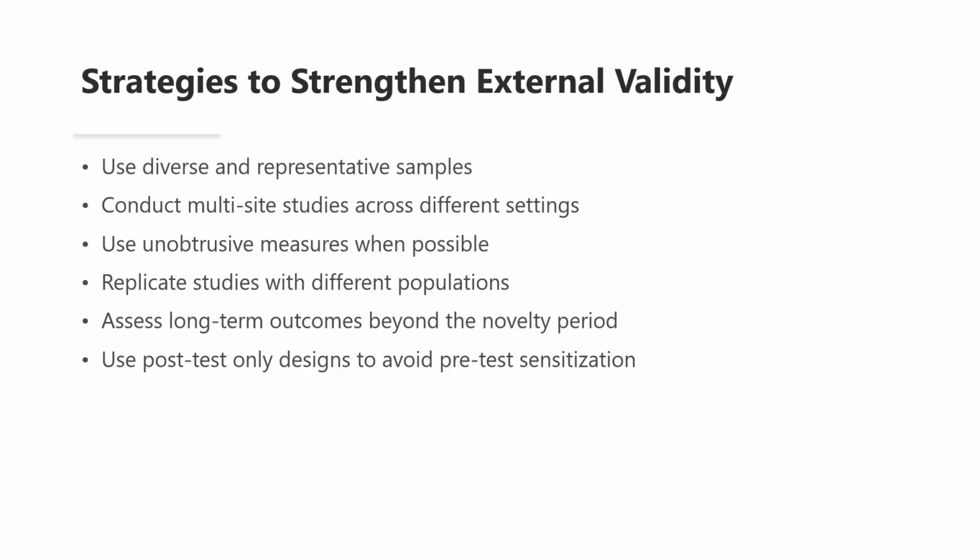Replication is one of the strongest ways to establish external validity, and this is a powerful concept for you to remember. When multiple independent studies using different samples in different settings produce consistent results, confidence in generalizability increases substantially. Assessing outcomes beyond the initial implementation period addresses the novelty effect. Following up with participants 6 months or a year after the program ends reveals whether initial improvements are sustained or fade over time.